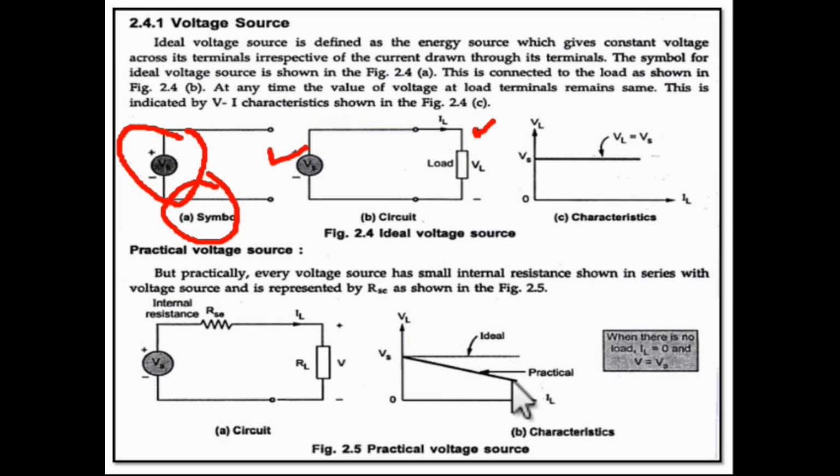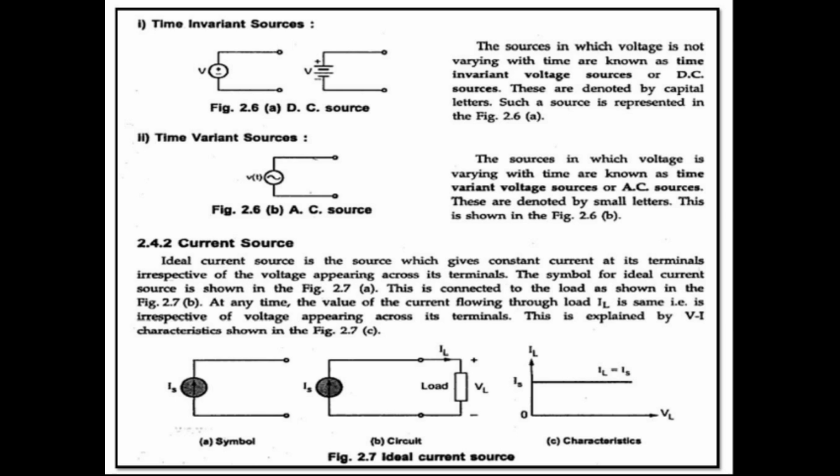And what will be the practical voltage source? When the voltage drops, the voltage is falling, you can see this is the practical voltage source. With the increase of load current, there is a resistance connected. So this is the internal resistance. Here the internal resistance is 0, and here there will be some internal resistance. So there will be a drop in voltage. So this will be called a practical voltage source.